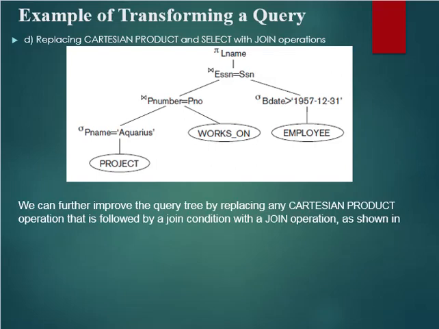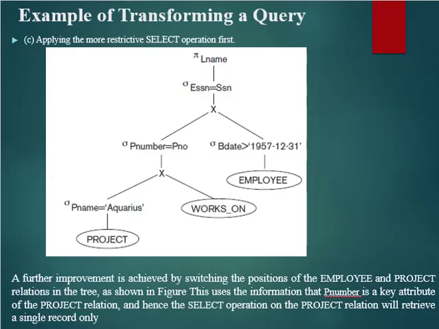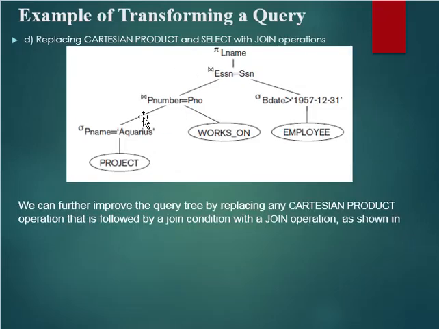Then the next level is easy. You have to replace the Cartesian product and select with the join operation. As you studied in relational algebra, the join operation is actually the combination of the Cartesian product, the cross, as well as the select. Here we are doing the cross and then the select, so this can be replaced using a join. Here also we are doing the cross and then the select, so we can replace it with the join operation. So we replace the cross and select with the join operation.